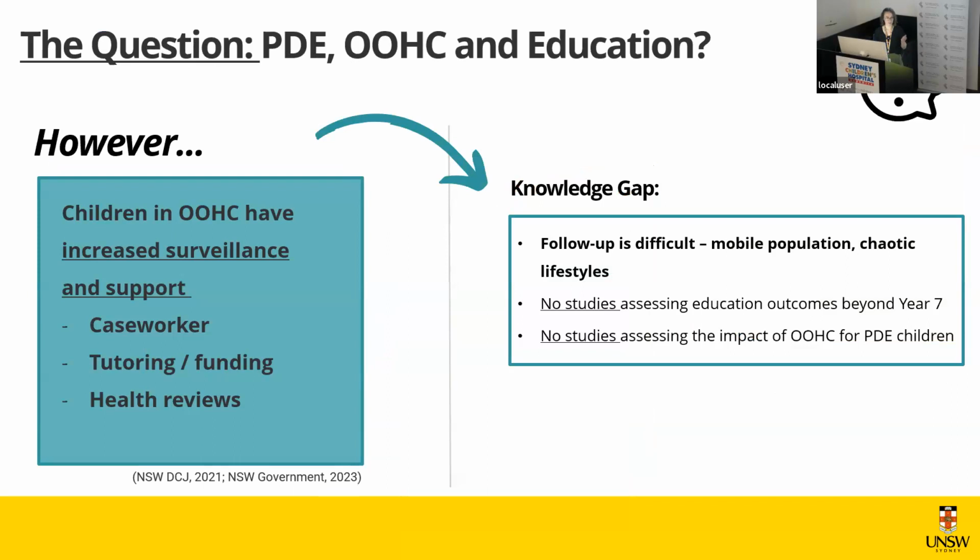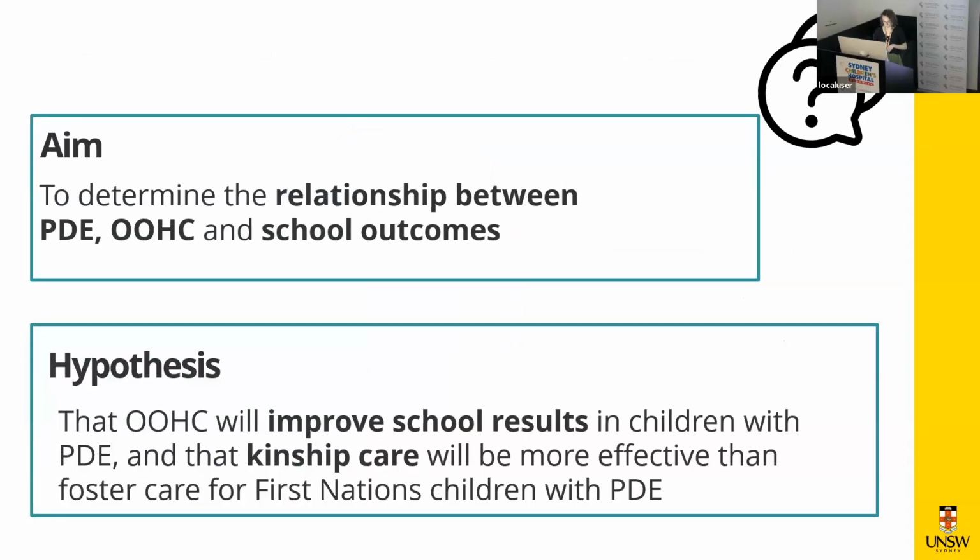The PDE population is mobile and difficult to follow over time, and there are currently no previous studies looking at school outcomes beyond Year 7 and no studies looking at the effect of out-of-home care for these vulnerable children. This led us to our question as to if out-of-home care changed educational outcomes for children with PDE. So our aim was to determine the relationship between PDE, out-of-home care, and school outcomes, with a hypothesis that out-of-home care would improve school results in children with PDE by way of increased surveillance and support, and that kinship care would be more effective for First Nations children.